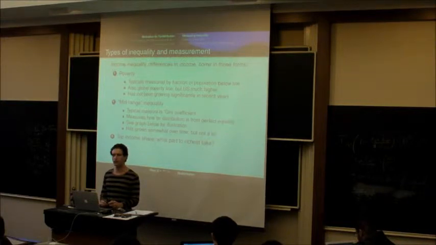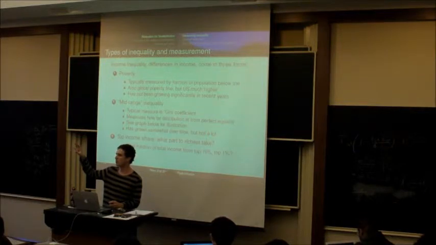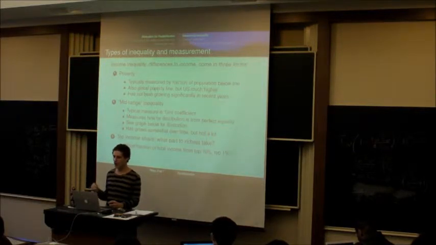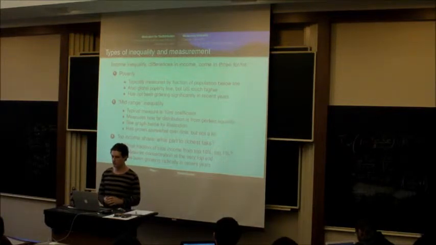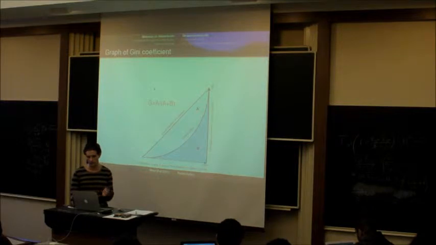The final type of inequality is called top income shares. This is how much of total national income is taken by the top 10% or the top 1% of earners. And this has just absolutely skyrocketed in recent years. So let me show you some data, but first let me show you what a Gini coefficient is.